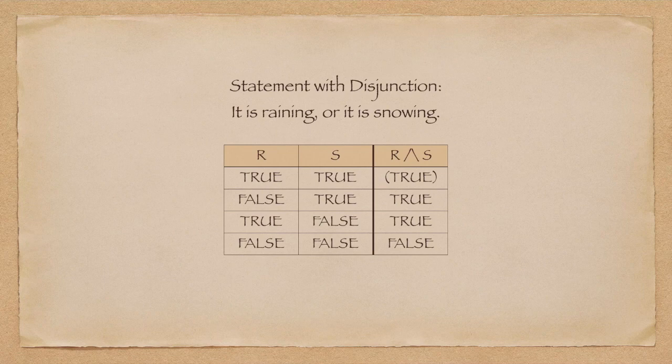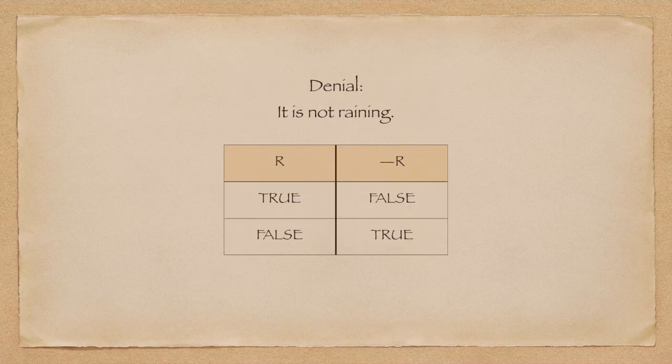And lastly, we have a statement of denial. It is not raining. Now, if our normal statement, it is raining, is represented by R, then it is not raining must be represented by -R. And if R as a statement can only be true or false, then the denial statement has to be the opposite. So if the statement R is true, then not R must be false. If the statement R is false, then the statement not R must be true. So if I go to the window, I look outside, and I say, it is raining, when actually it's not raining, then it is not raining is true, and it is raining is false.